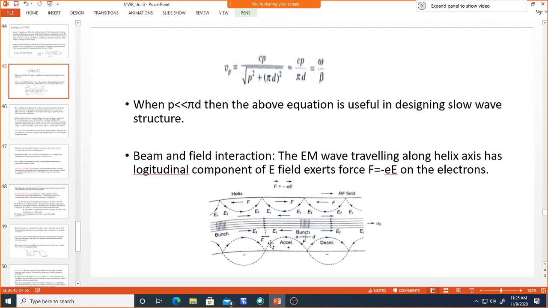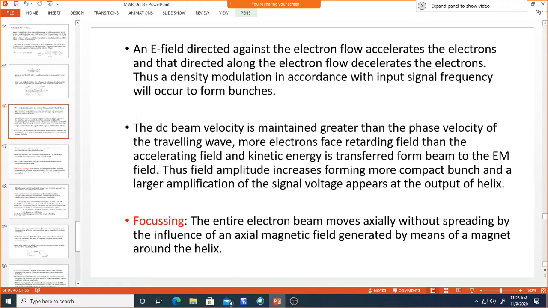When the EM wave travels along the helix axis, which has a longitudinal component of electric field, it exerts a force on the electrons, which is given by F equal to minus e into E. Okay. So now when the E field is directed against the electron flow, as I said, it will accelerate the electrons, and when directed along the electron flow, it will decelerate the electrons. Thus the density modulation occurs in accordance with the input signal frequency, to form the electron bunches.